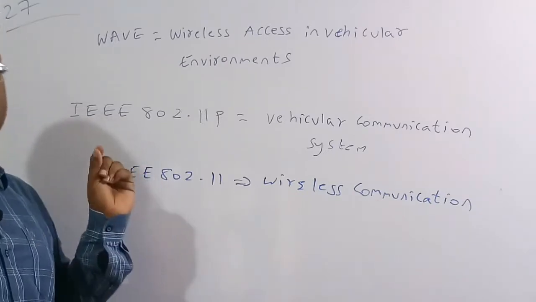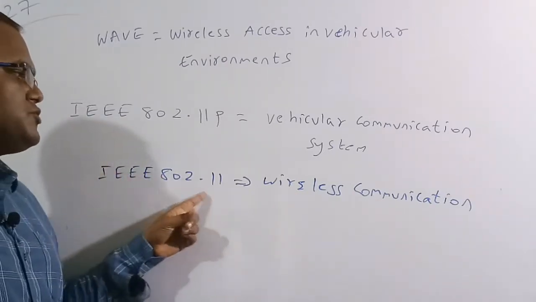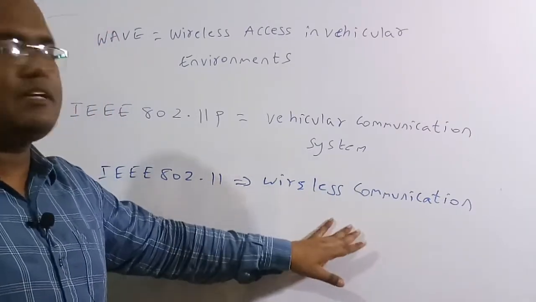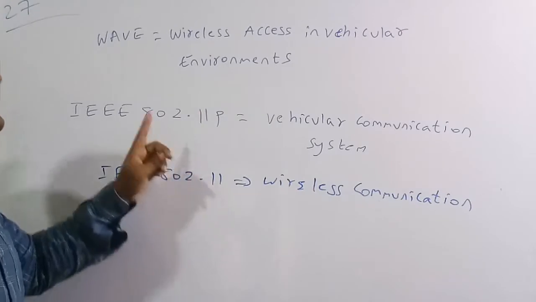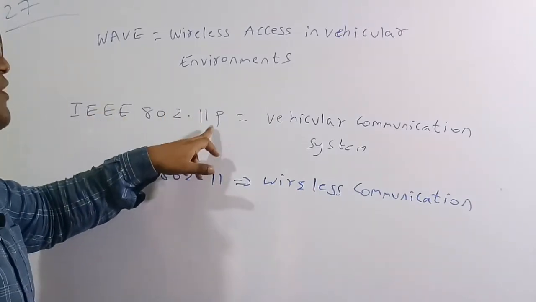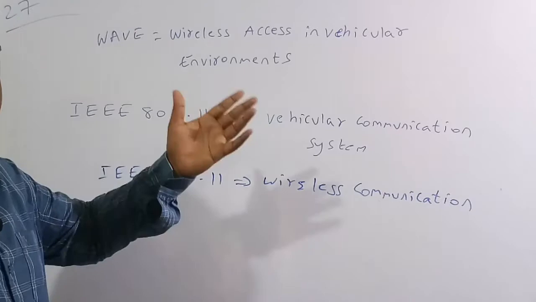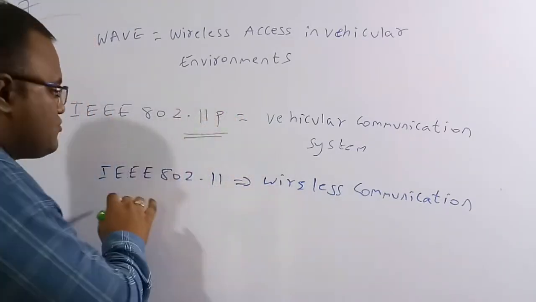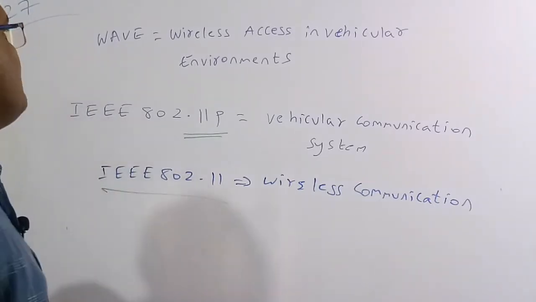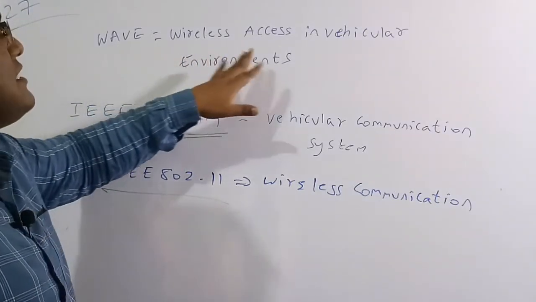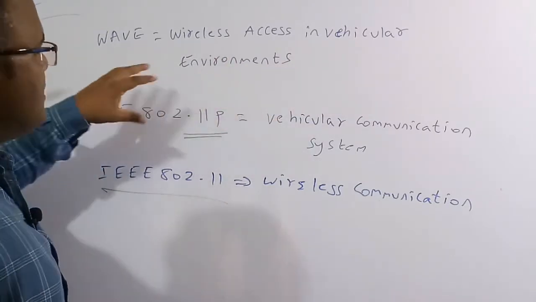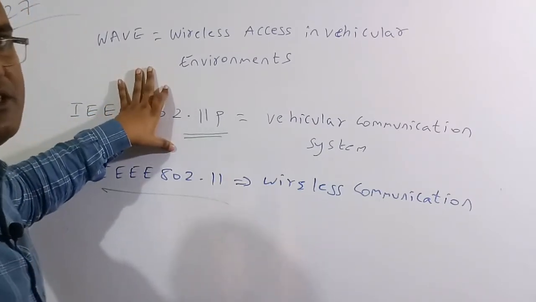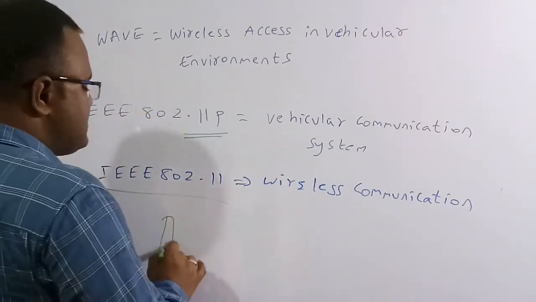Basically for wireless communication, the standard is IEEE 802.11. This is the IEEE standard for wireless communication, and within wireless communication there are different categories. Out of these, IEEE 802.11p is for the vehicular communication system. This is the standard for vehicular communication, and it is a part of 802.11. Here WAVE stands for Wireless Access in Vehicular Environments. This IEEE standard helps in communication between the vehicles and also with the surrounding areas.